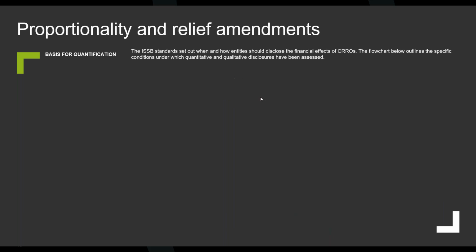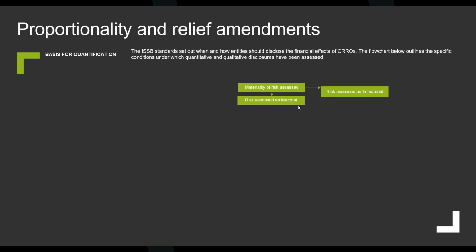Now we're going to talk about proportionality mechanisms, how not to get too lost in the detail effectively, in specific conditions under which qualitative and quantitative disclosures are assessed. And I'd like to credit Jake at Edge Impact here for turning the S2 guidance into something more like a decision tree flowchart to make it all a little bit more user friendly, which is what he's done on this slide.